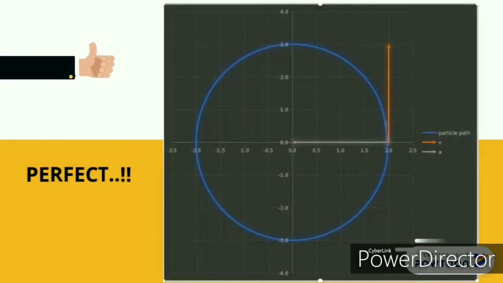And from this graph, we can see that the red line is the velocity vector and the grey line is the acceleration vector.